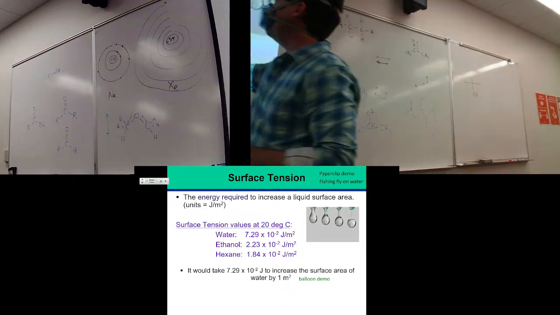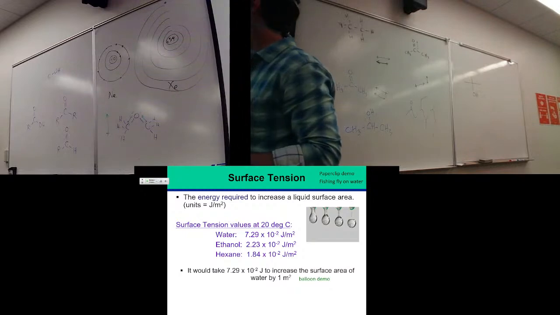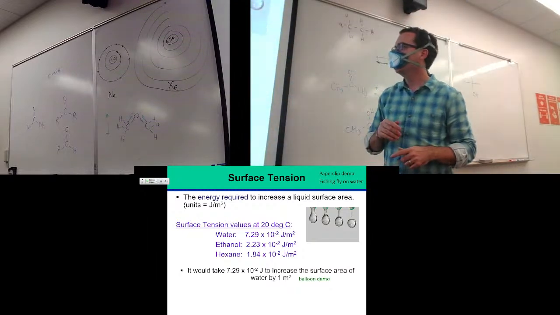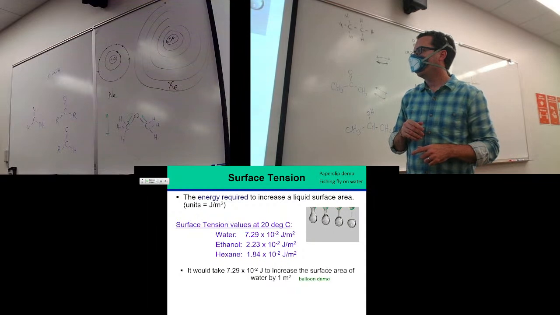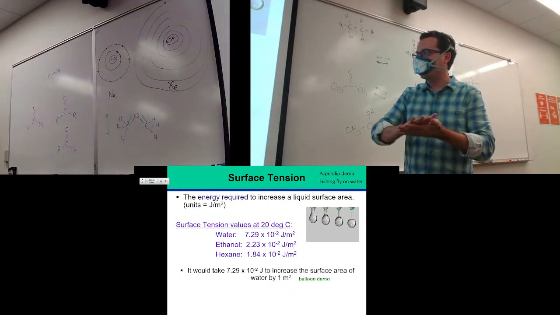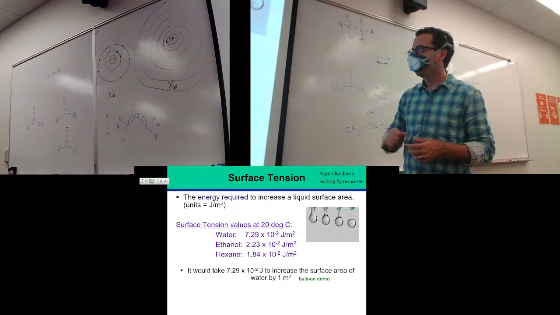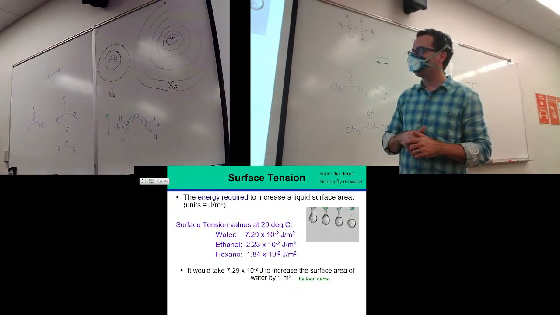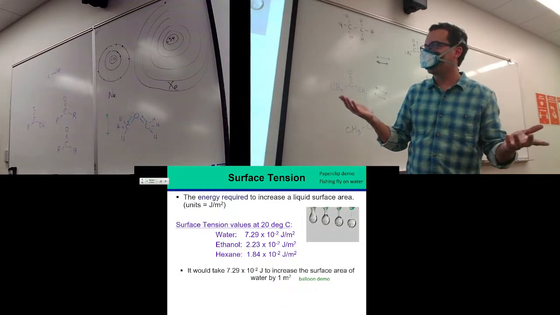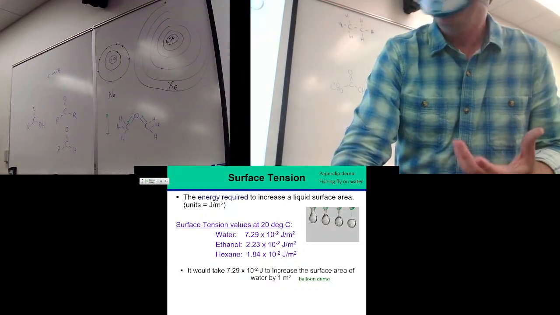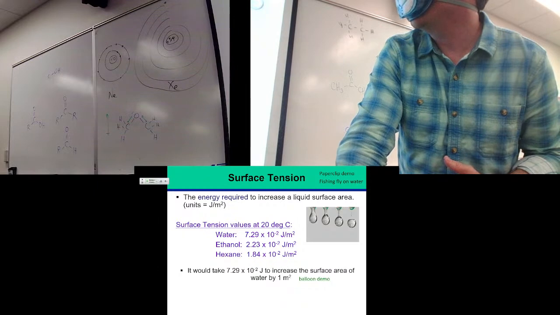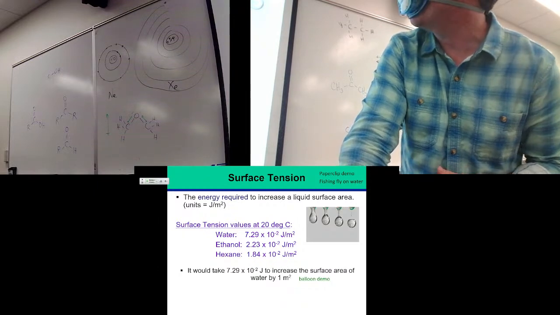If you're curious about the unit for surface tension, that's kind of a definition of what it would mean. If I have some water and I wanted to increase the surface area by 1 meter squared, it would take 0.0729 joules to do it, which doesn't seem like much energy, but that energy difference is enough for surface tension to matter.